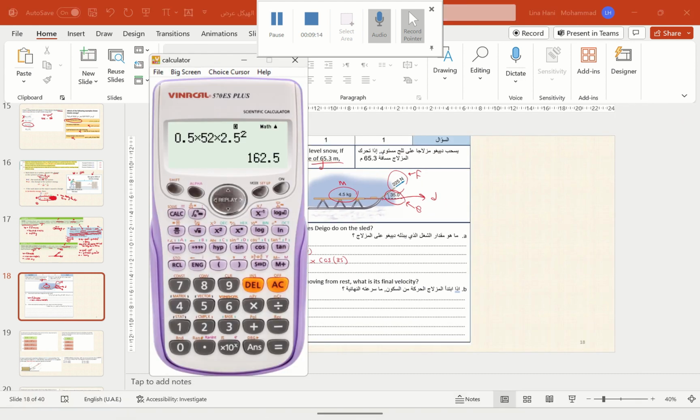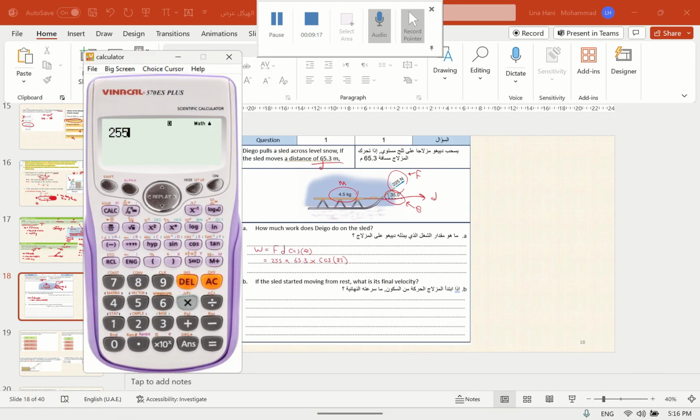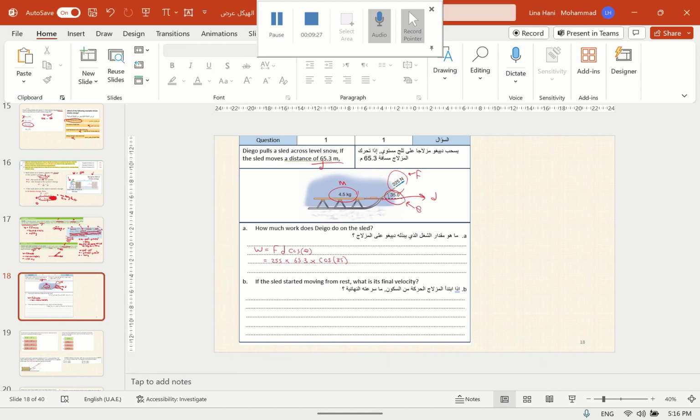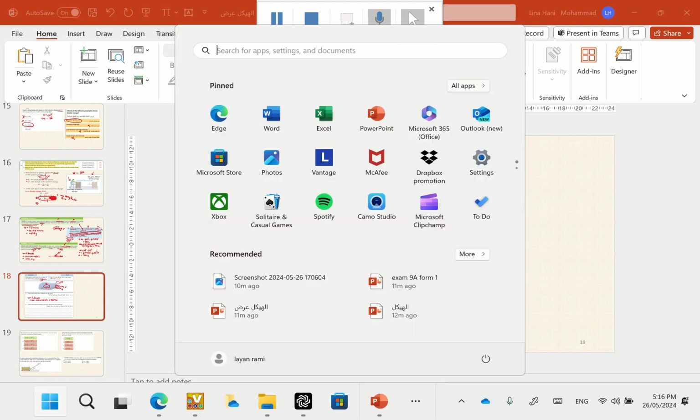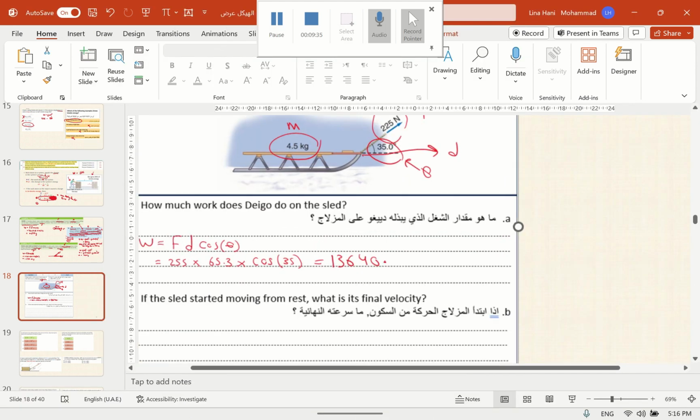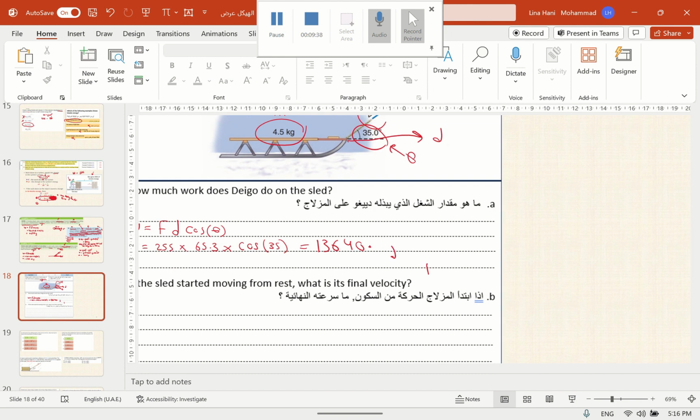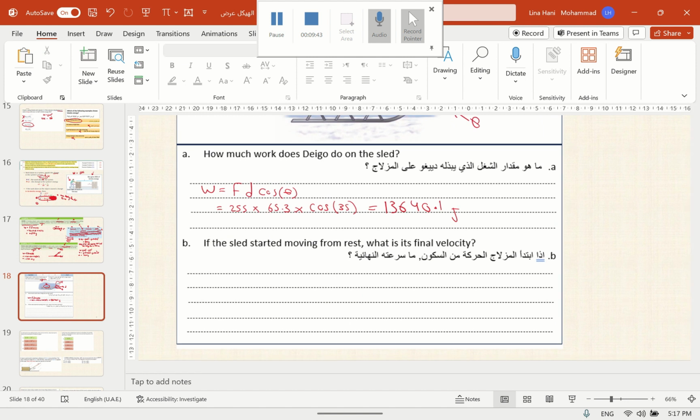Using the calculator, 255 times 65.3 times cosine 35, that gives you 13,640.1 joules. Now in figure B, if the sled started moving from rest, that means that the initial velocity is 0.